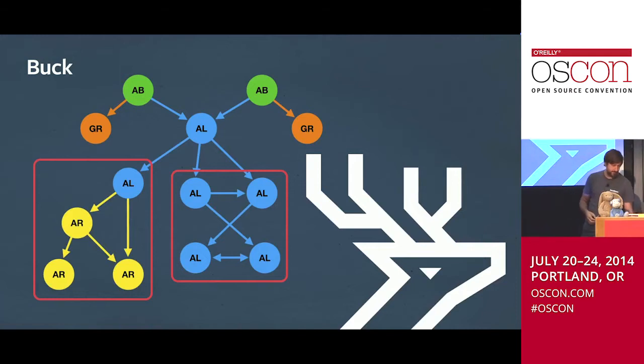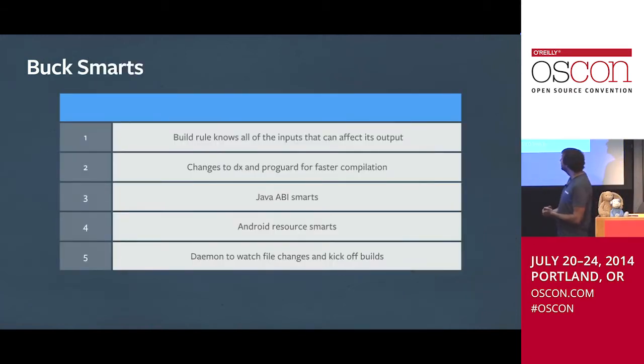Fantastic. So how is Buck so fast? The first thing is we treat your build as if it were a set of functions. So for the same inputs, you're always going to get the same output. That allows us to do a bunch of optimizations. We made changes to DX and ProGuard for faster compilation. We run DX in memory. We keep it held and resident, and that allows us to slash the time it takes to dex a library by somewhere in the region of 60 to 90%. And it's better, the smaller the library, the bigger the gain, which is lovely.